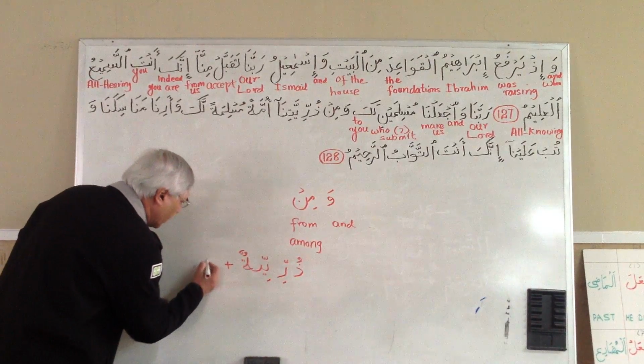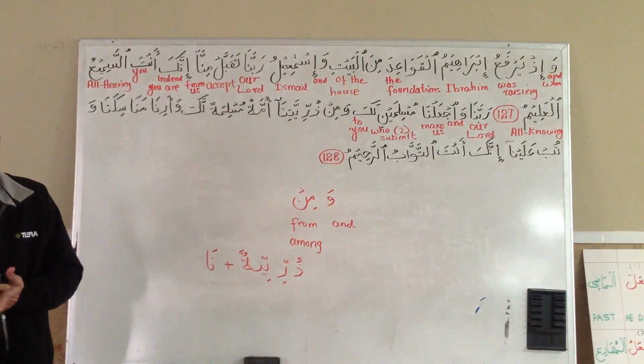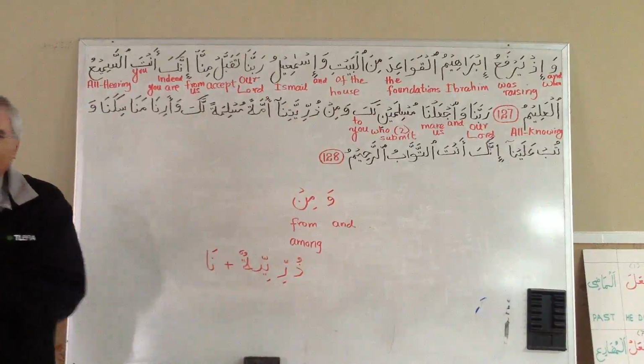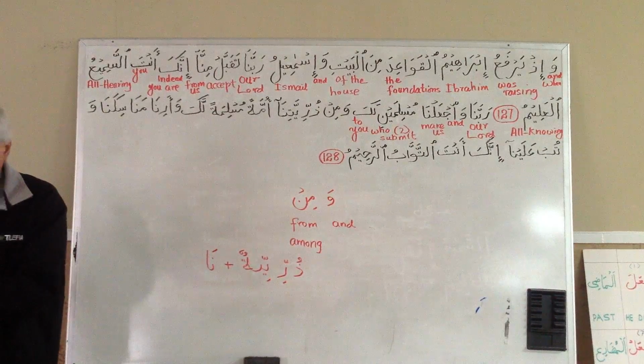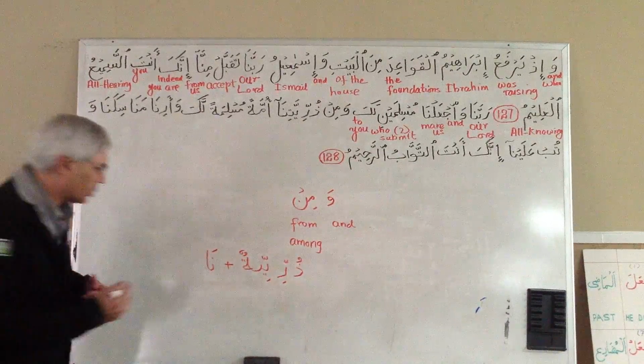And if I put na, it means our offspring. It means the people who will come from Ibrahim and Ismail alayhi salam, the generations. Dhurriyyatina, our offspring.